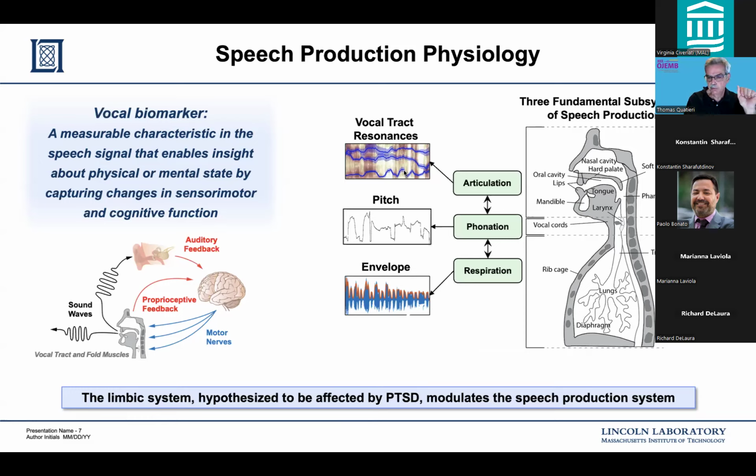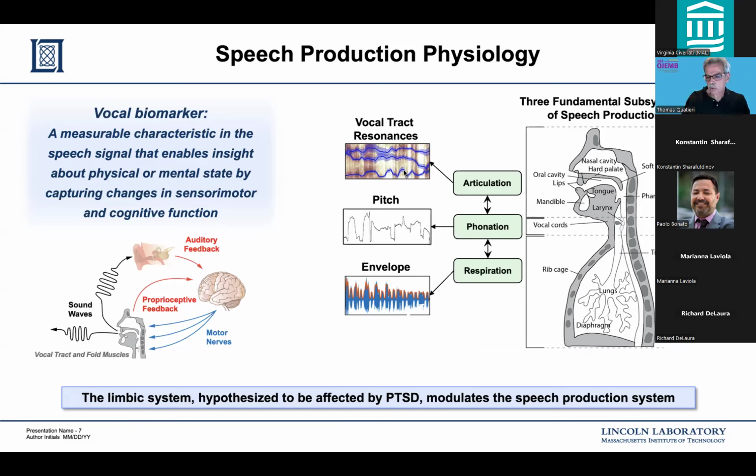I like to think of speech production as consisting of three essential subsystems: respiration at the lungs, phonation at the vocal folds, articulation in the vocal tract. And we can estimate parameters that represent each of these systems from an acoustic signal that we measure with a microphone. For respiration, we can get at the envelope, which reflects loudness. For phonation, pitch, which is the rate of vibration of vocal folds. And for articulation, the resonances of the vocal tract, which shape the sounds and create different phonemes, different consonants and vowels.